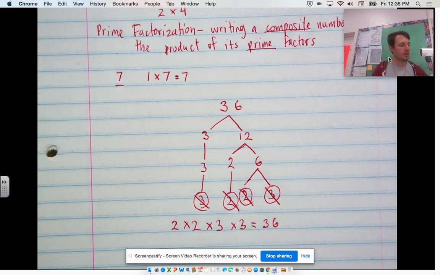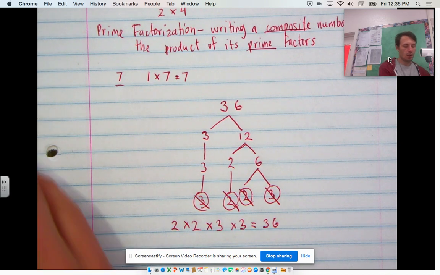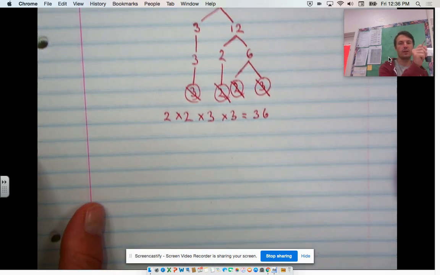Let's do another example of prime factorization together. Let's try with the number 24.